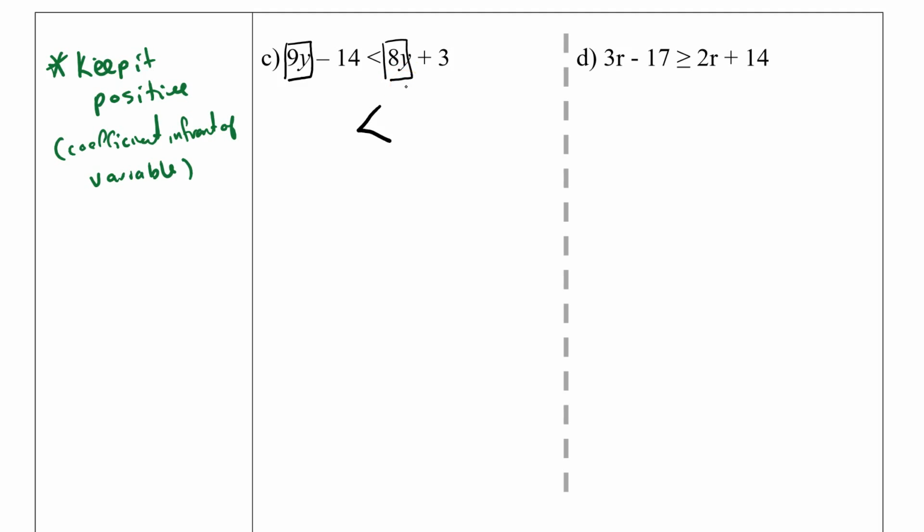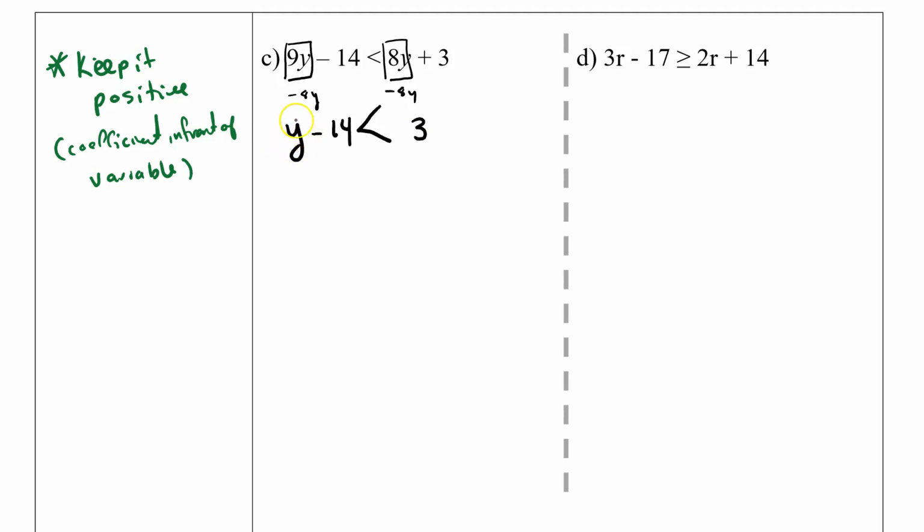Now tomorrow I'm going to give you a little bit of a strategy to help you cope when there is a negative in front of the variable, but let's just keep it positive today. So I'm going to subtract 8y from both sides. And it's going to become 9y minus 8y is simply y minus 14. 8y minus 8y is just 0, so all that's left over on this side is positive 3. Now I can say plus 3, or I can just put 3 there, because I know that the positive is implied in front of just a simple 3.